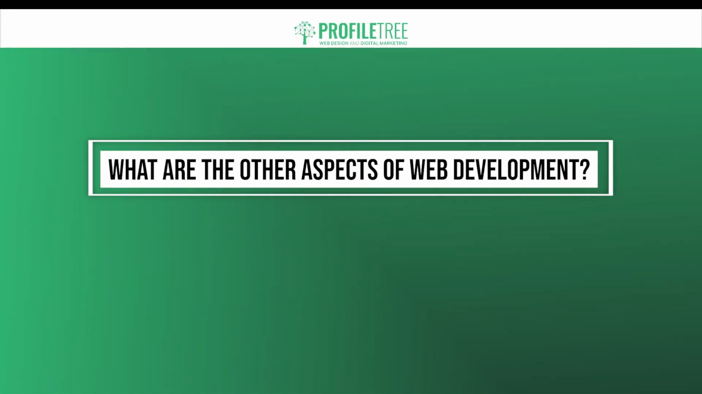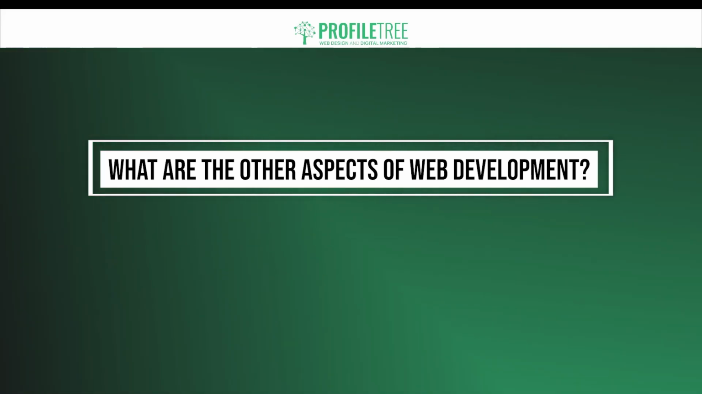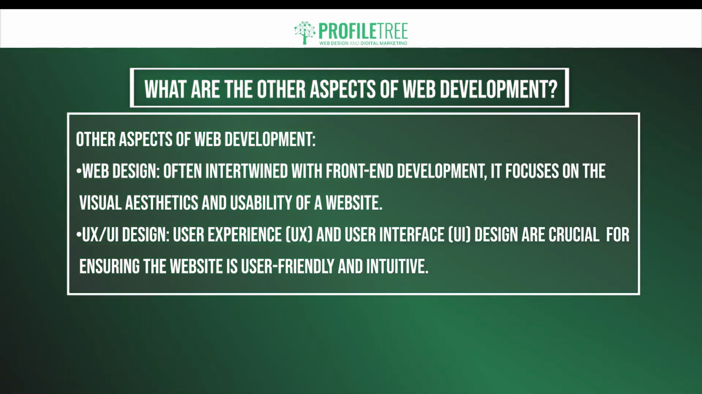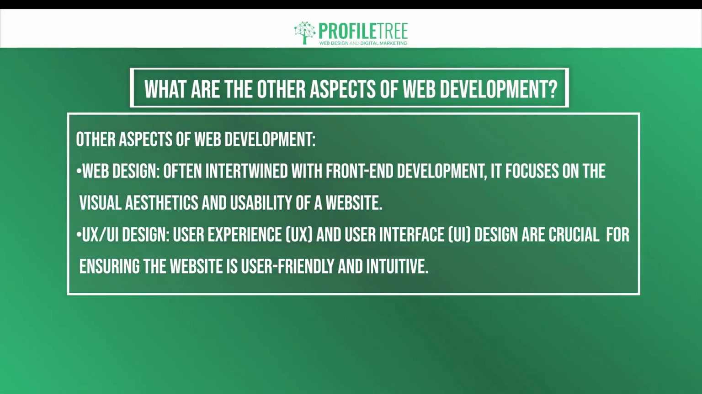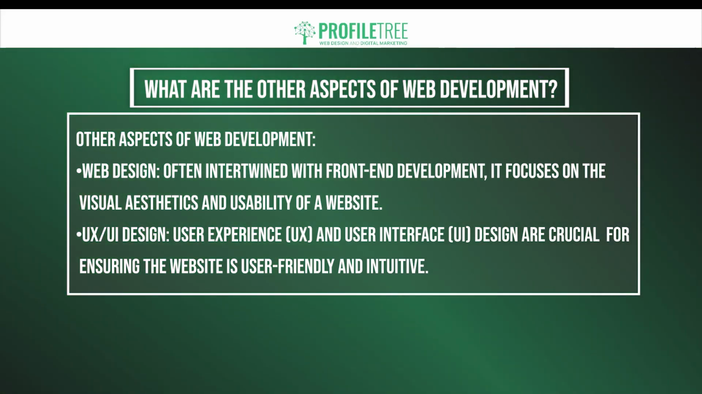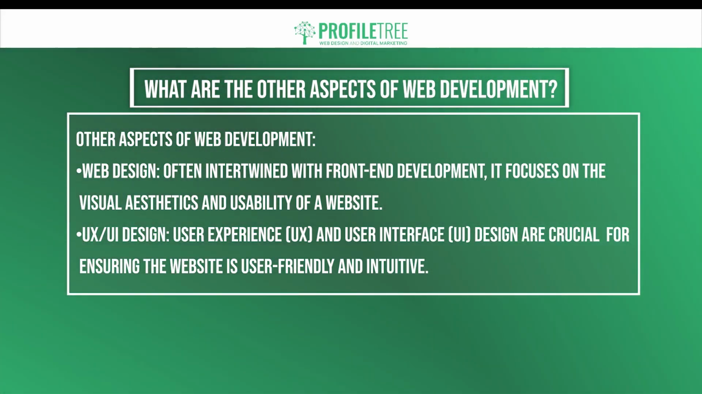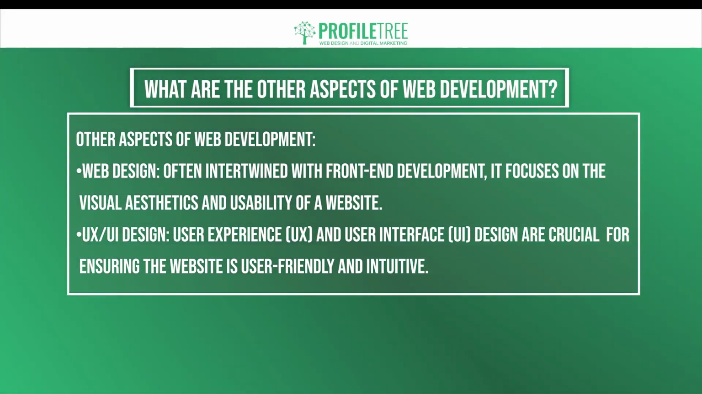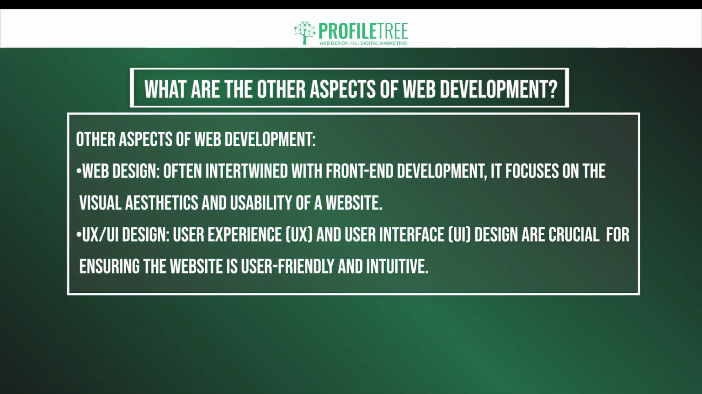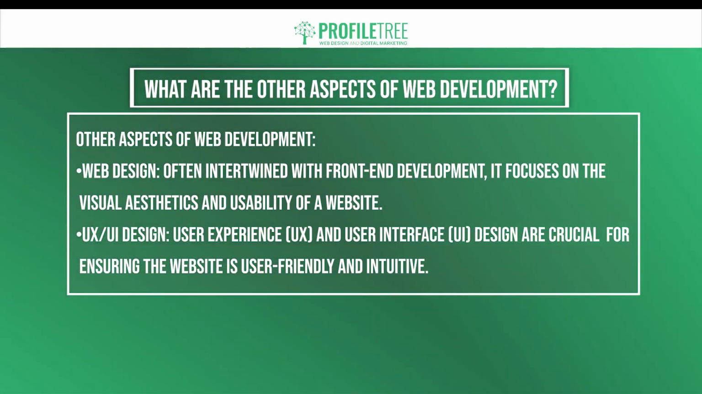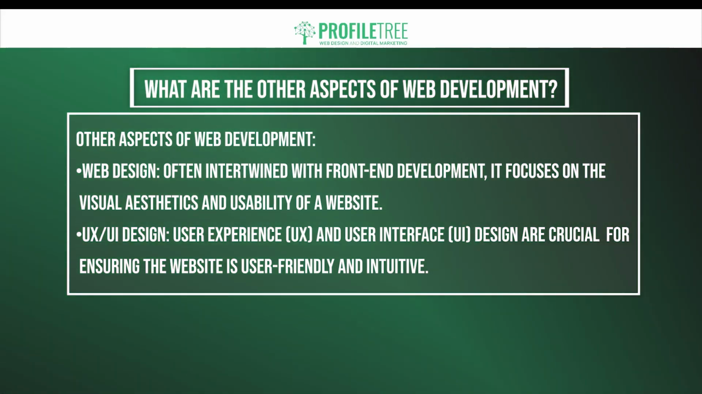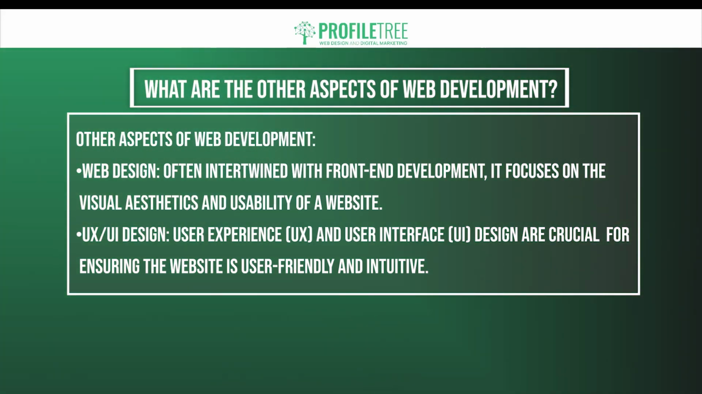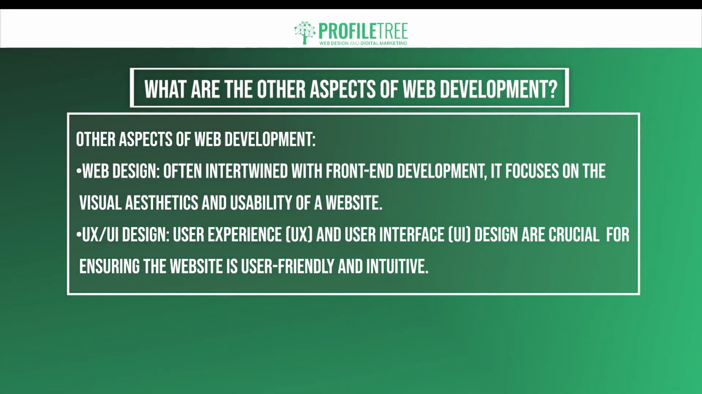Now that we've talked about the three main areas of web development, what exactly are the other aspects of web development? You have web design, often intertwined with front-end development. It focuses on the visual aesthetics and usability of a website. You also have UX and UI, which mean user experience for UX and user interface for UI. Design is crucial for ensuring the website is a user-friendly and intuitive platform. So UX and UI really do play a big part, especially with the websites that you see nowadays. That's all made by a UI and UX designer.